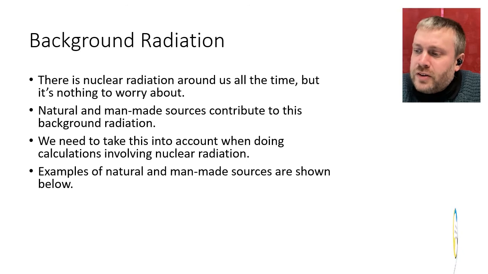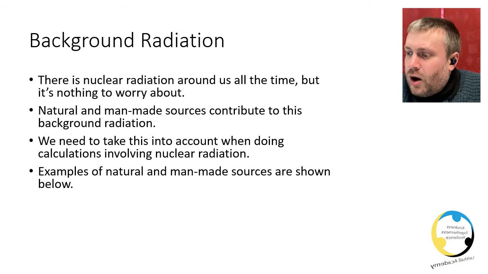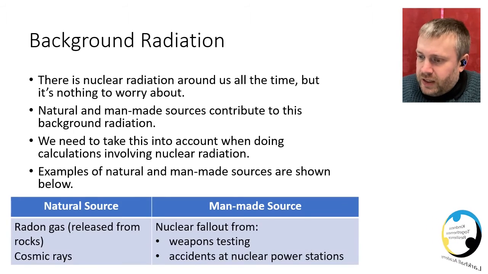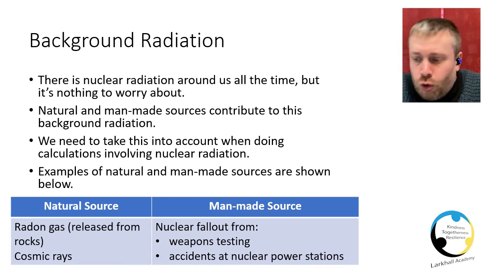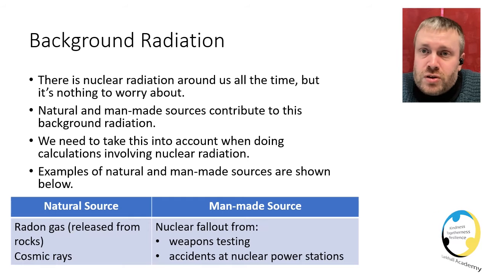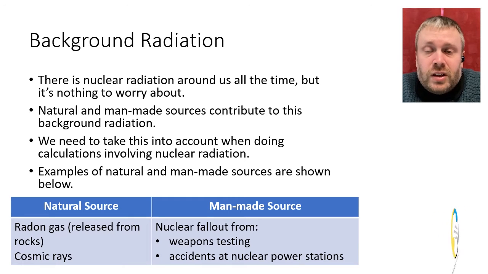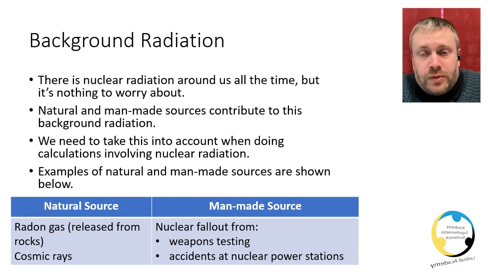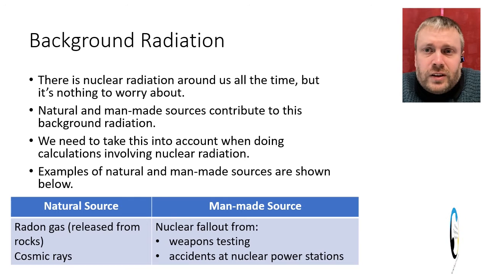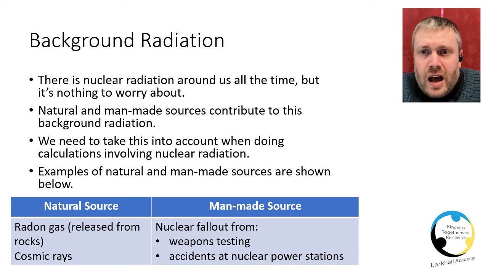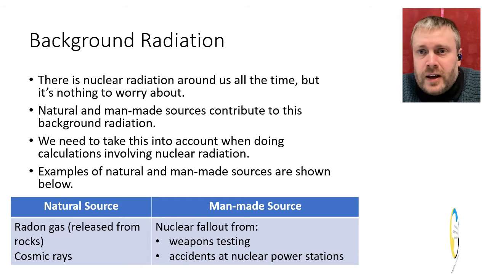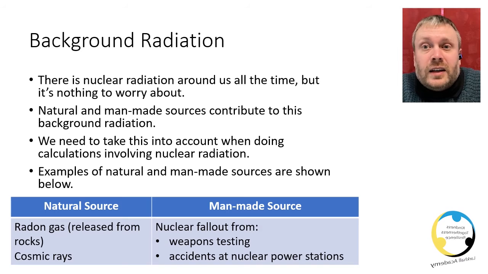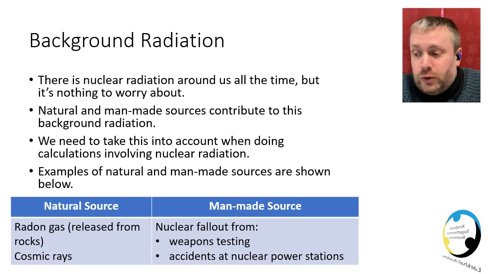So some examples of natural and man-made sources are shown in this table here. We've got some natural sources. Natural sources include radon gas, which is released naturally from rocks, and cosmic rays, which just come from stars. Basically, stars are releasing nuclear radiation, and some of it makes it through the atmosphere and irradiates us. And there are also things like bananas, which have a very low amount of radioactivity. Again, nothing to worry about. Doesn't mean you shouldn't eat a banana. It's just a fact that they have a very low level of radioactivity.